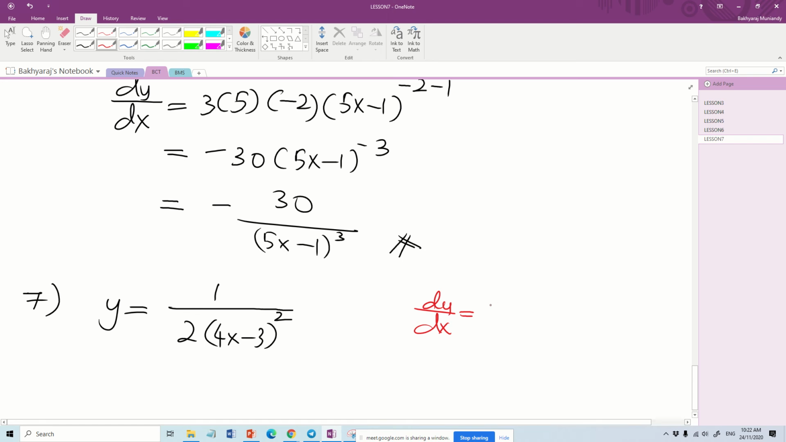4 over 4x minus 3. Okay, 4 over 4x minus 3 power of 3, is it? 3. Okay, lagi sekali, equal 4 over 4x minus 3 power of 3. Okay, thank you Hafiz. Kita tengok jawapan.